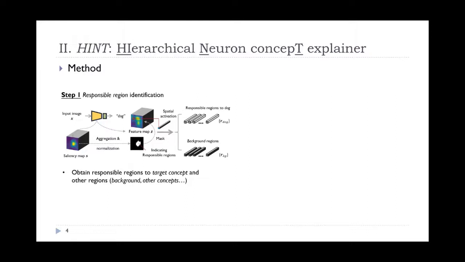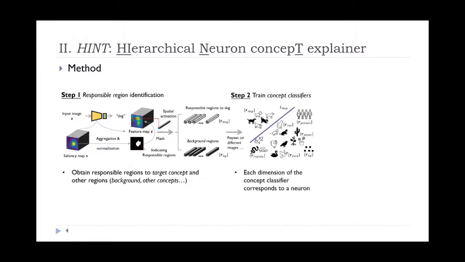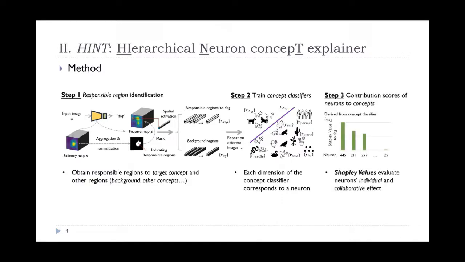Next, we repeat the process on many images. Therefore, we obtain the responsible regions to dog and other regions such as background and other concepts. In step 2, we train a classifier, which can be linear or random forest, to distinguish responsible regions to dog from other regions. One thing interesting is that each dimension of the concept classifier corresponds to a neuron. So, for step 3, we calculate Shapley values for each neuron as a contribution score to concept dog. Shapley values are fair evaluations between the considered neuron's individual and collaborative effect.